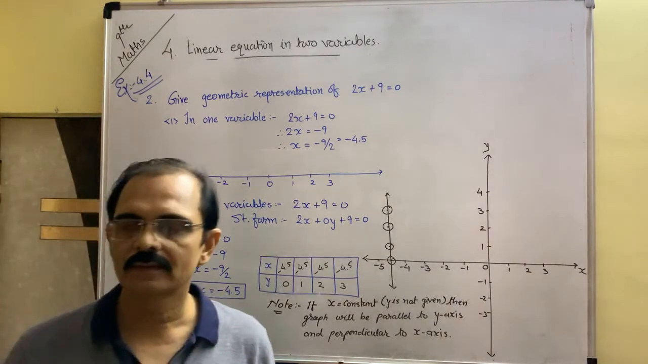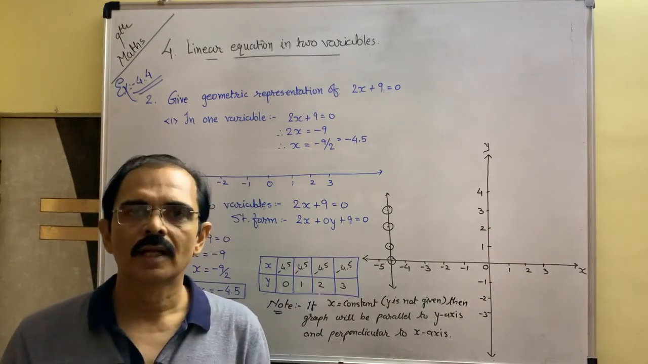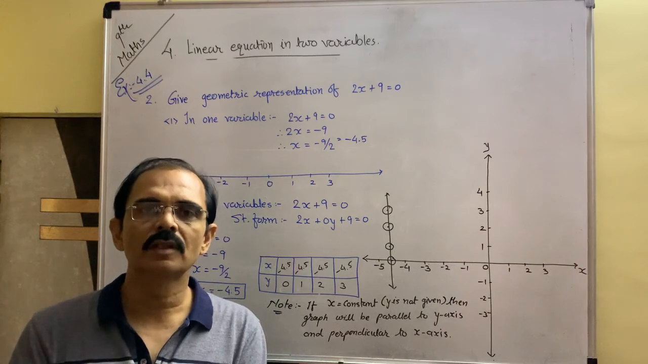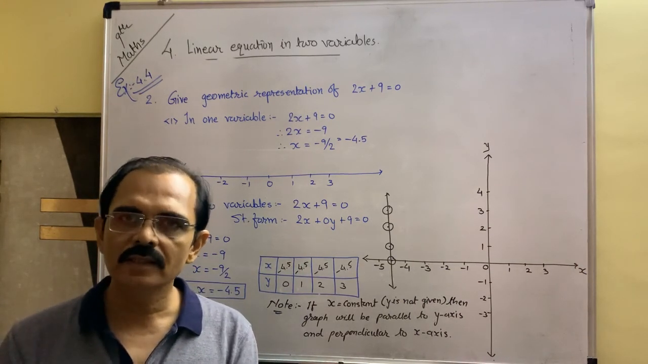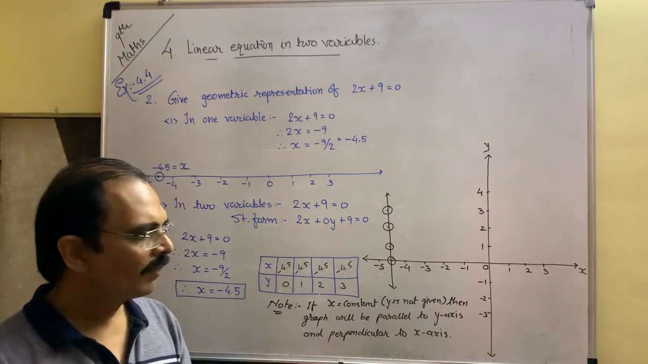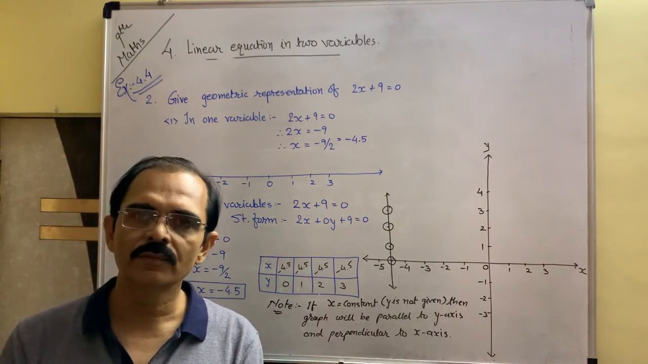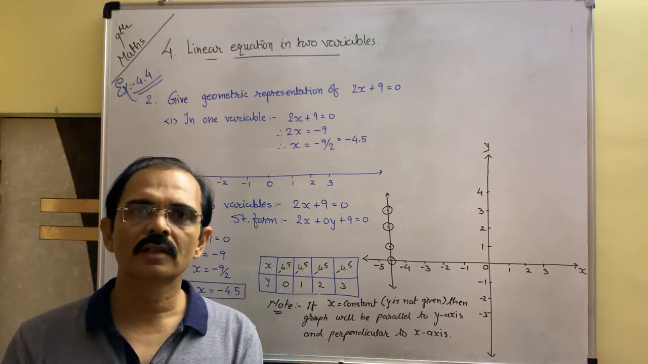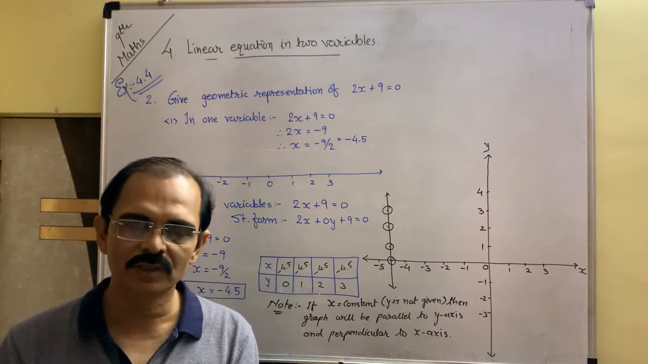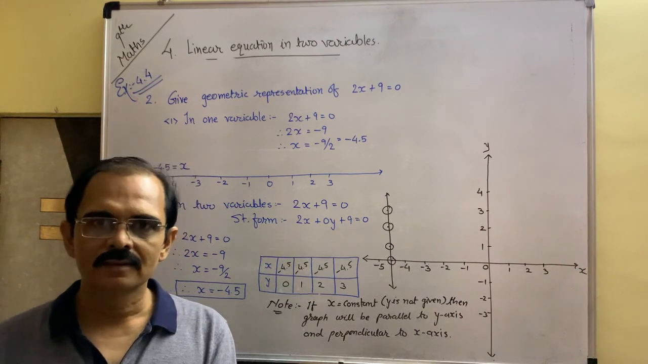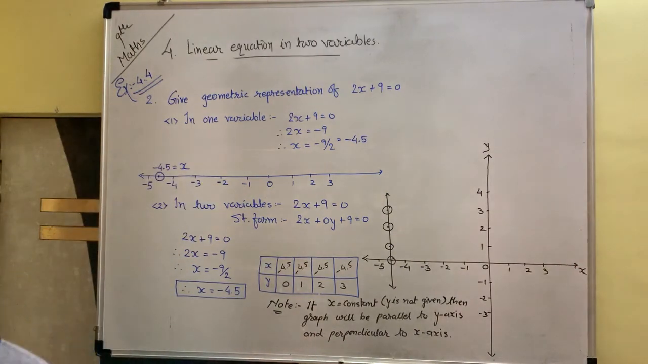So this is your exercise 4.4, and that's it for chapter number 4, linear equations in two variables. It is a very easy chapter. Repeat it 2 to 3 times, write down all the board work, and once again that's it for the chapter. And stay safe and enjoy.